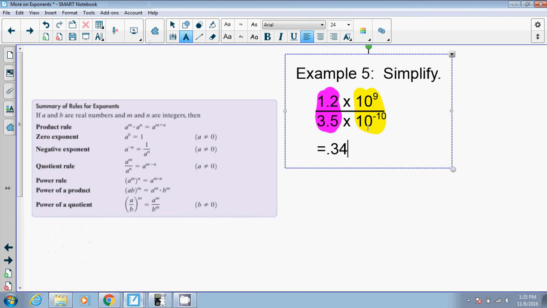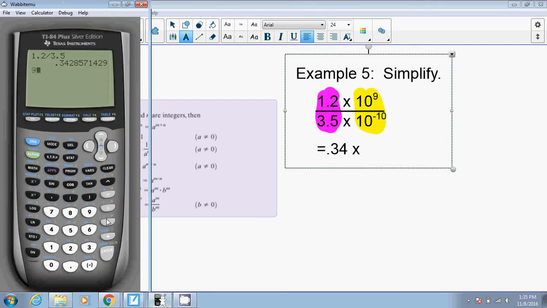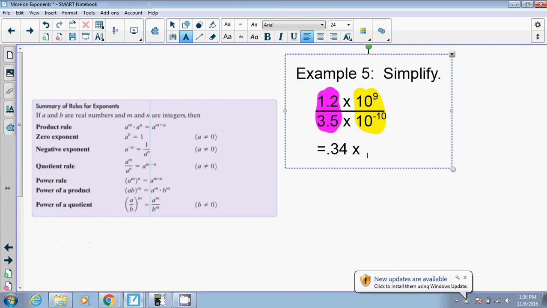And then when we divide out the exponential expressions, the 10 to the 9th and the 10 to the -10th, we're just using the quotient rule. The bases are the same of 10, so we subtract the exponents. So I have 9 minus -10. Notice it gives me 19 because the negative and the minus become a plus. So really you're doing 9 plus 10. So I have 0.34 times 10 to the 19th power.